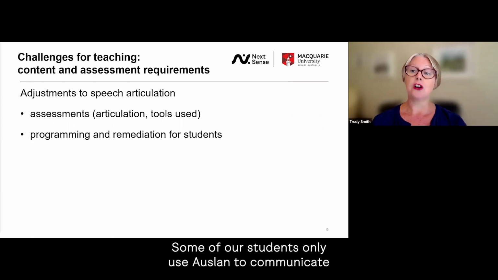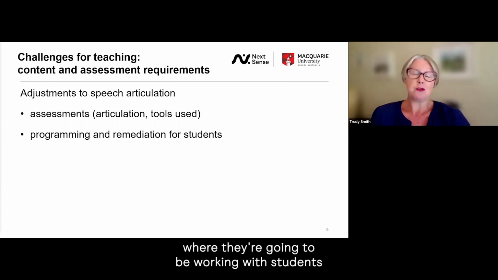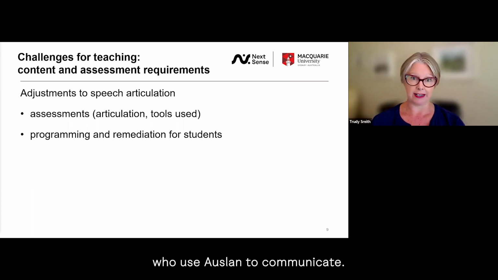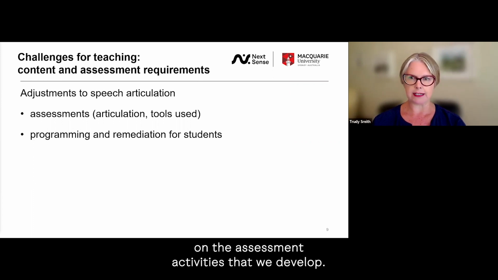Some of our students only use Auslan to communicate and will only work in education settings where they're going to be working with students who use Auslan to communicate. So this is going to have an additional influence on the assessment activities that we develop.